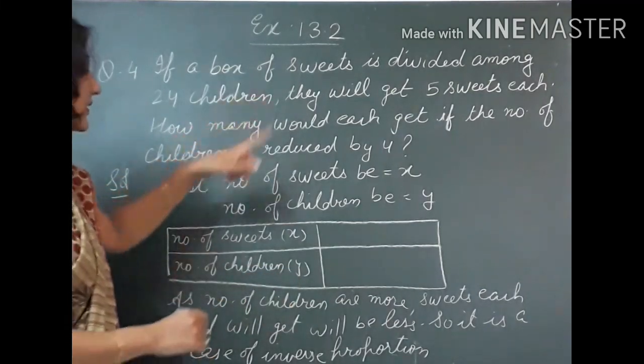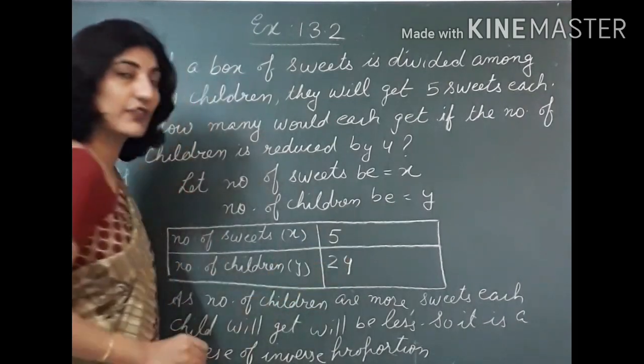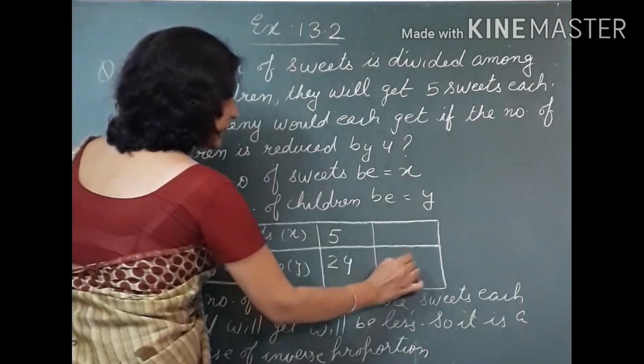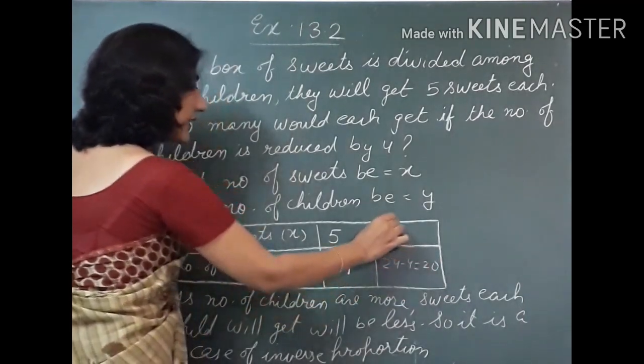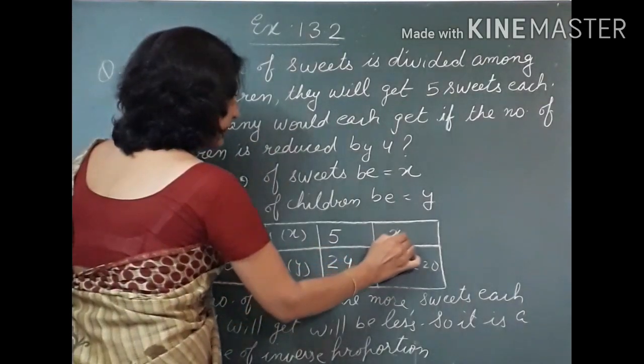Now when the number of children is 24, each child is getting 5 sweets. When it is reduced by 4, meaning 24 minus 4, it is 20. How many sweets will each child get? That is x2, which you have to find.